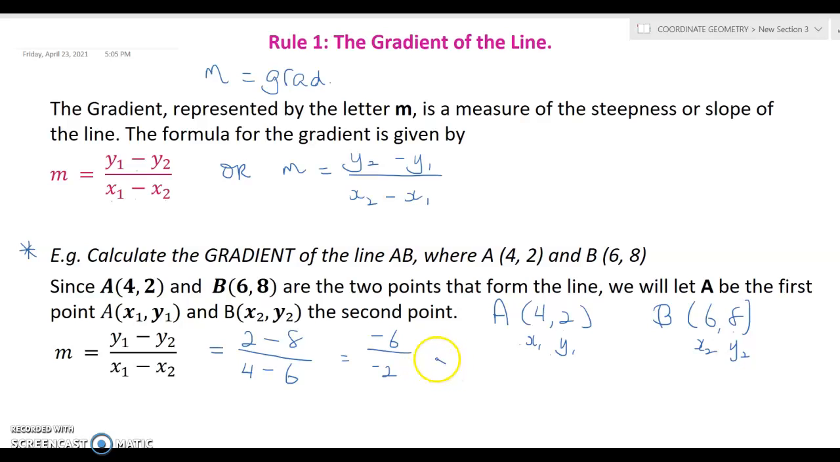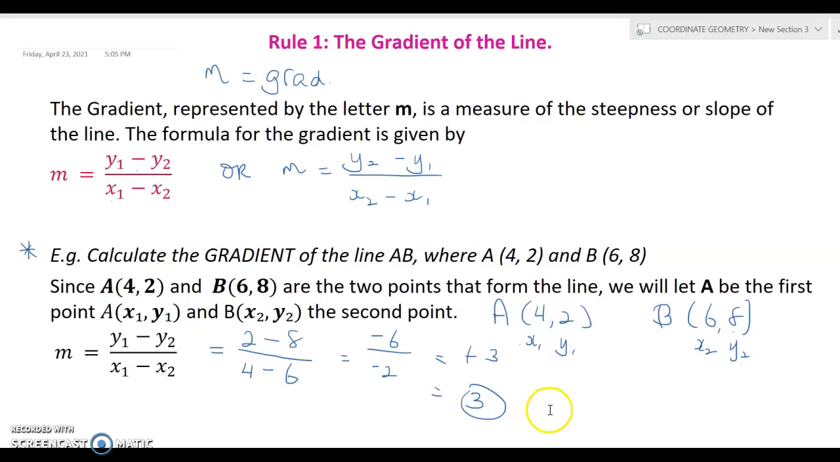We could go one step further to simplify. Negative 6 divided by negative 2, negative divided by negative is positive, and 6 divided by 2 is 3. Or you could just write your answer as 3 alone, right?